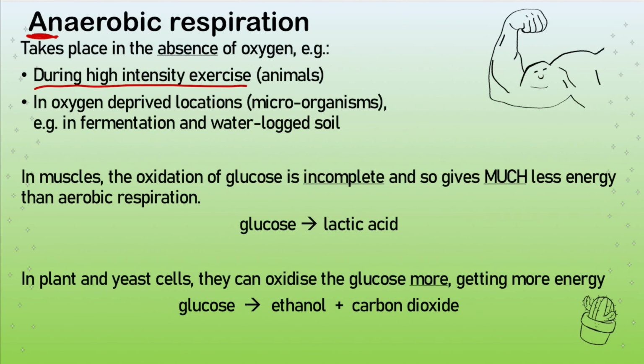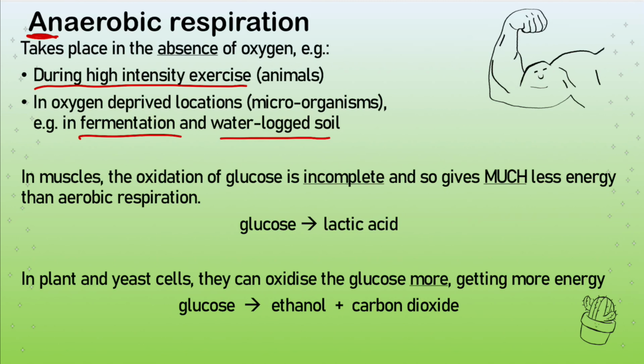Now, in microorganisms or in plants, it might happen where there are oxygen deprived locations. For example, fermentation is a chemical process that we use to produce beer. It produces alcohol, and that's because of the respiration process that they use without oxygen. It also happens in waterlogged soil. Plants in roots that have a really waterlogged area around them will struggle to get oxygen, and they will start using anaerobic respiration, which is not so good. So plants can also do this too.